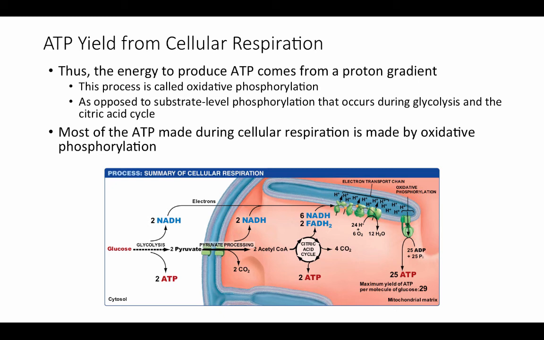Most of the ATP made during cellular respiration is made by this process of oxidative phosphorylation. That's where we get most of the energy out of those food molecules. It's contained in those reduced NADH and FADH2 molecules that then pass that energy down the electron transport chain.